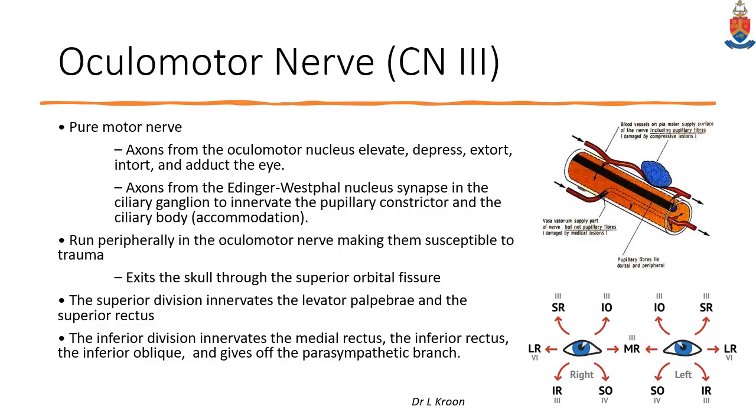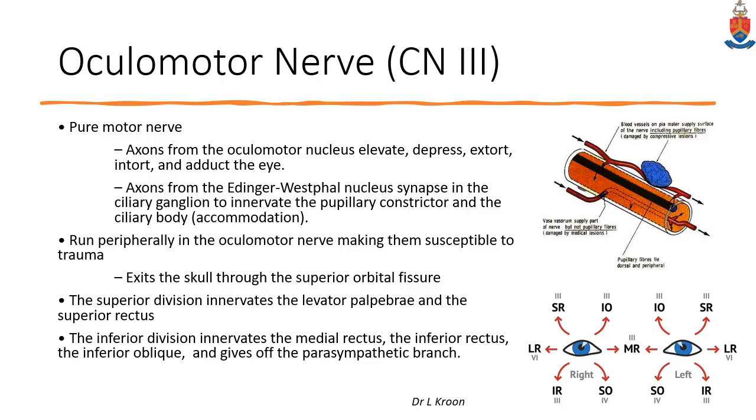The fibers from the Edinger-Westphal nucleus, as they run in this third nerve, they run on the periphery, which makes them more susceptible to constriction or compression injuries. And since the vasa vasorum on this nerve lies in the periphery, it has penetrating branches into the nerve. They are less susceptible to ischemia because they have the vasa vasorum right around them.